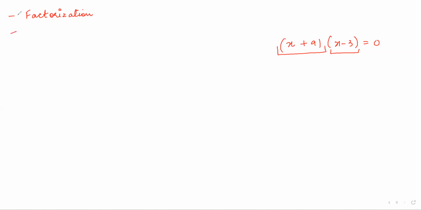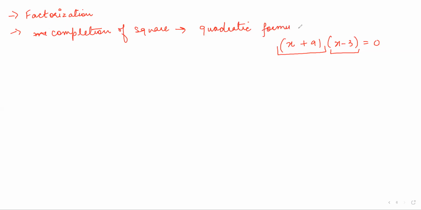Yes, ma'am. So another method is called the method of completion of square, or this is called the quadratic formula. This is not in your syllabus this time, but anyway, we can touch upon it briefly. So the factorization method, and then the quadratic formula, which is also called the completion of square method. Yeah, these are the two methods. Now, what is the method of factorization? So let's take some questions and then we will see.